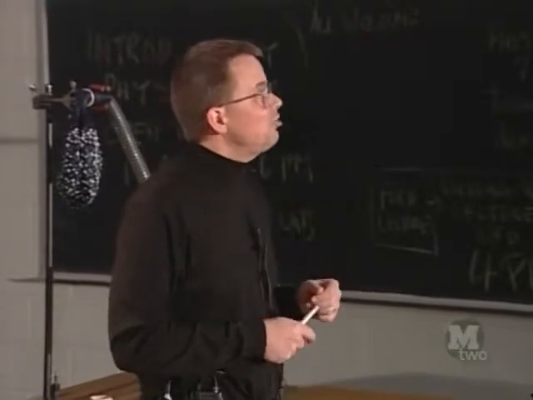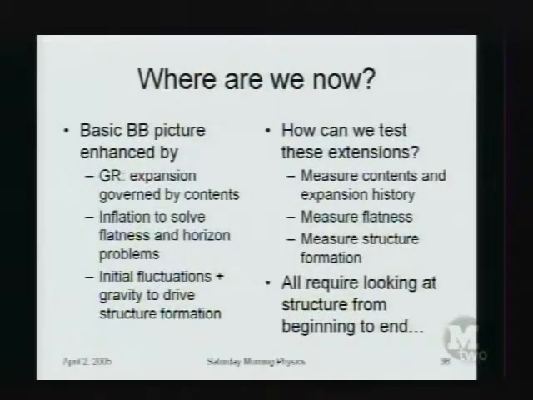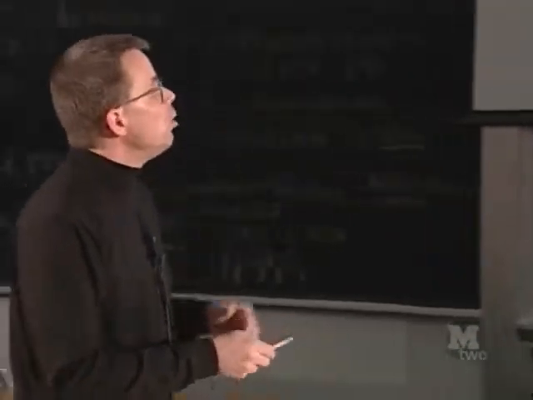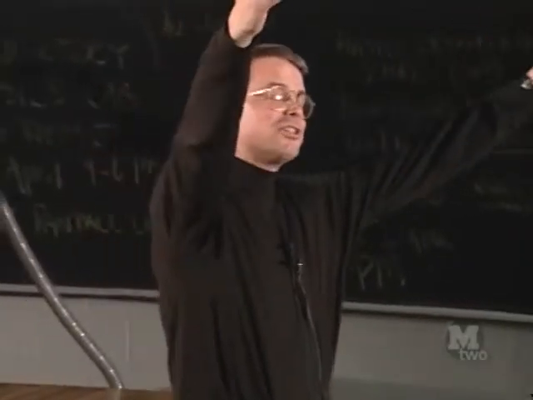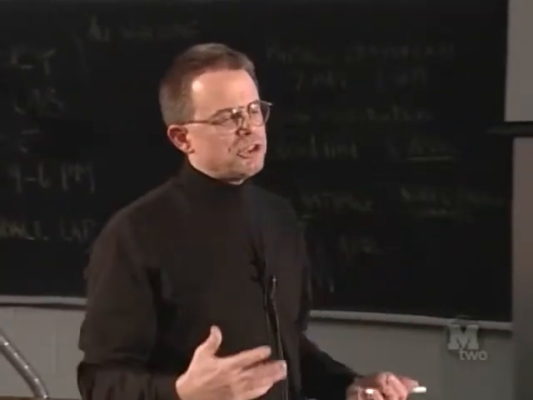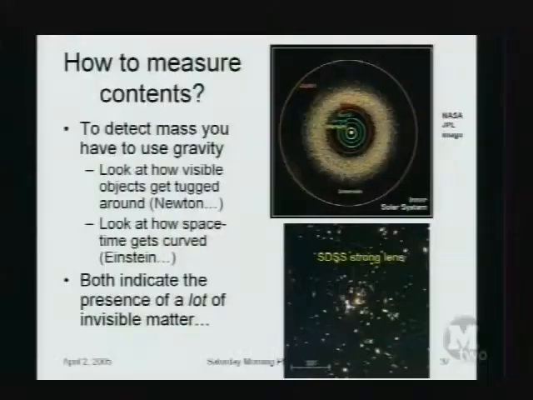To test these extensions to the basic Big Bang picture, we have to do the following. We have to measure the contents of the universe and its expansion history, because the contents tell us what the expansion history should be. When we measure it, we find out what it is. We have to measure the flatness of the universe to see whether inflation might be right. And we have to measure the formation and evolution of structure. All of these things require that we look out at the universe and see its whole history and record in as much detail as we can everything that happened. All right? So how do you measure the contents of the universe? How do you figure out how much mass there is in the universe?